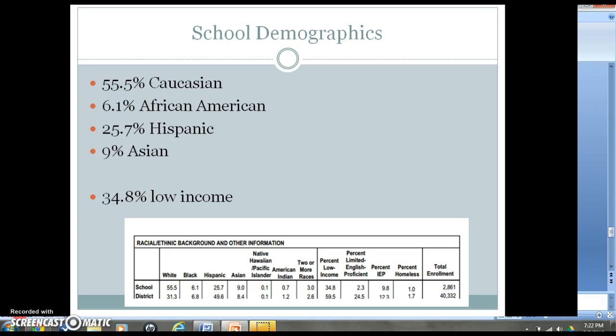The demographics at South Elgin High School are as follows. 55.5% of the students are Caucasian, 6.1% are African American, 25.7% are Hispanic, 9% are Asian. 34.8% of the students at South Elgin High School are identified as low income. South Elgin High School is a very diverse school.